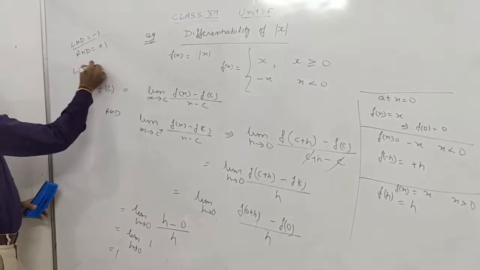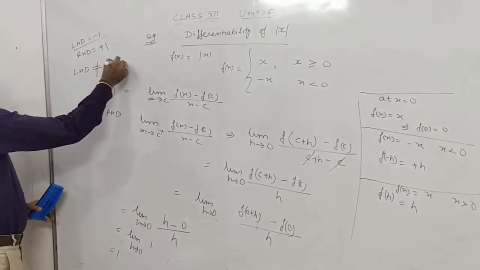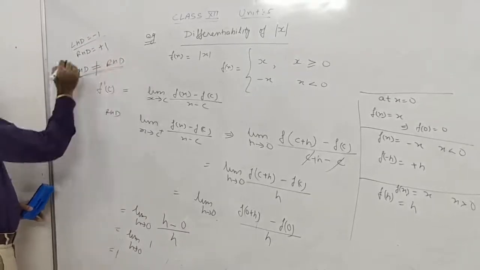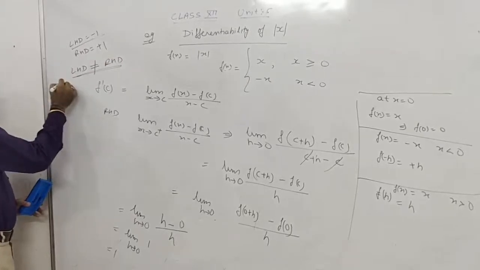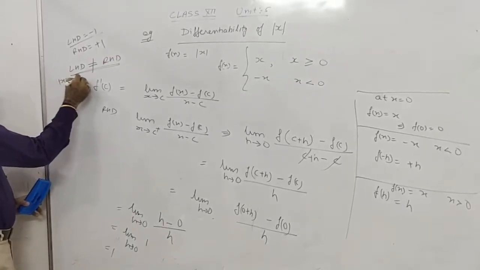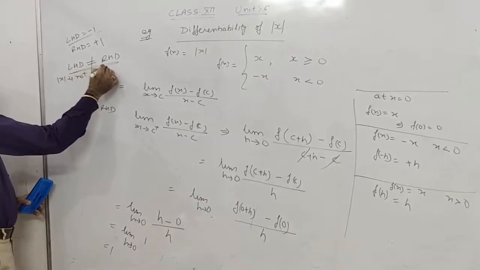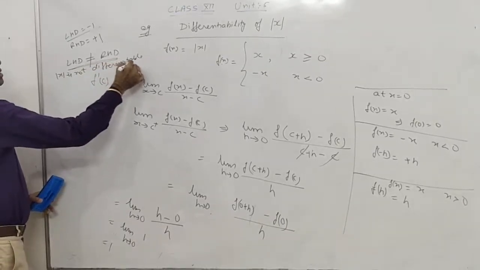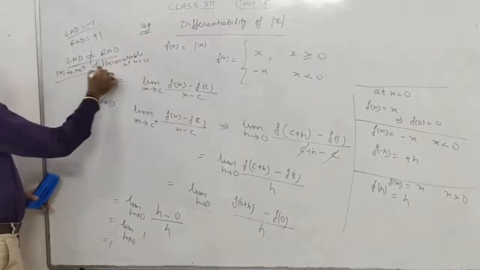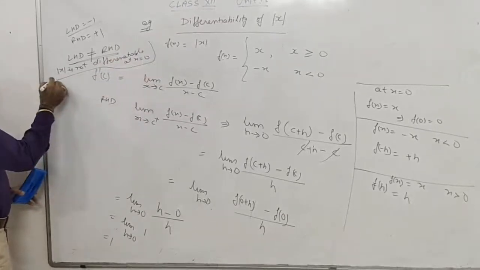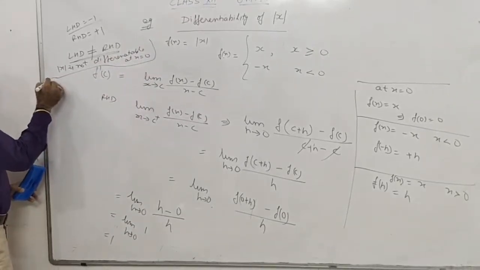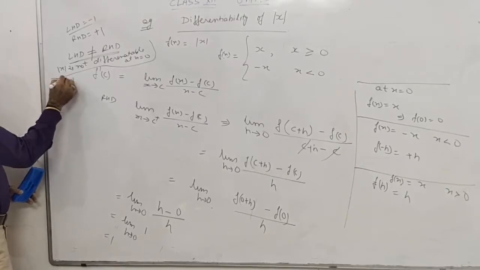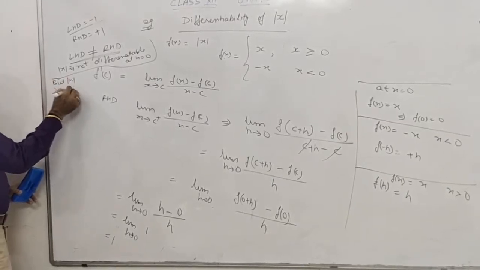Left hand derivative is clearly not equal to right hand derivative. It means the given function mod x is not differentiable at x equals to 0, but mod x is continuous everywhere.